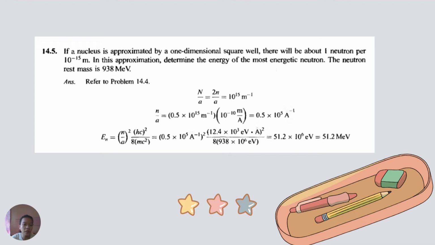Ini sama dengan problem 14.4. Dia punya formula pun sama aja, lebih kurang aja. Di mana kita akan dapat, tapi di sini yang berbezanya dia telah berikan berapa per unit length diberikan, iaitu 10 power of 15. Kita akan gunakan ini dan convert kepada per unit area. Kita akan dapat 0.5 times by exponent 5 per area. Kemudian kita akan masukkan ke dalam formula En equal to N over A square h square over 8mc square. Dan kita akan dapat jawapan kita adalah 51.2 MeV.